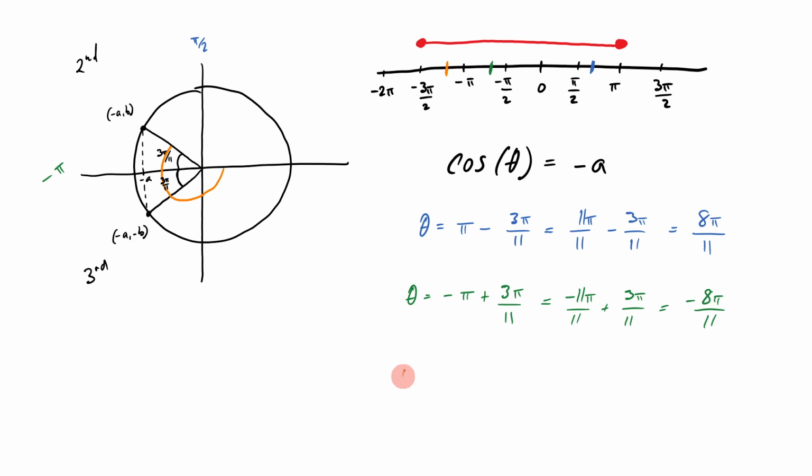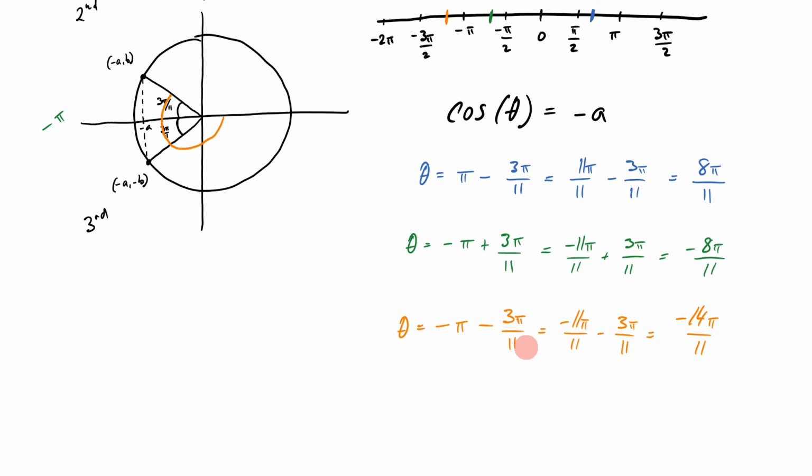So to get this angle, I would go, all right, I'm going to negative pi, and then I'm minusing onto that negative 3 pi on 11, because I want to add it. But remember, because you're dealing with negative, things are a bit weird. This is going to be negative 11 pi on 11 minus 3 pi on 11. Now, what's that going to be? That's going to be negative 14 pi on 11. So now we've generated all our answers.